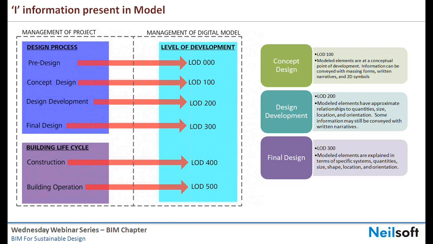Coming to the detail of the model or the information present in the model, LOD 100 model elements are at a conceptual stage, information that can be conveyed using mass models, written narrative, and 2D symbols. And in LOD 200, that is the design development stage, model elements have approximate relationship to quantities, size, location, and orientation. Some information may still be conveyed with written narrative. And all these models may contain non-geometrical as well as geometrical information also. LOD 300, which is final design stage. Modeled elements are accurate in terms of specific system, quantity, size, and shape orientation.